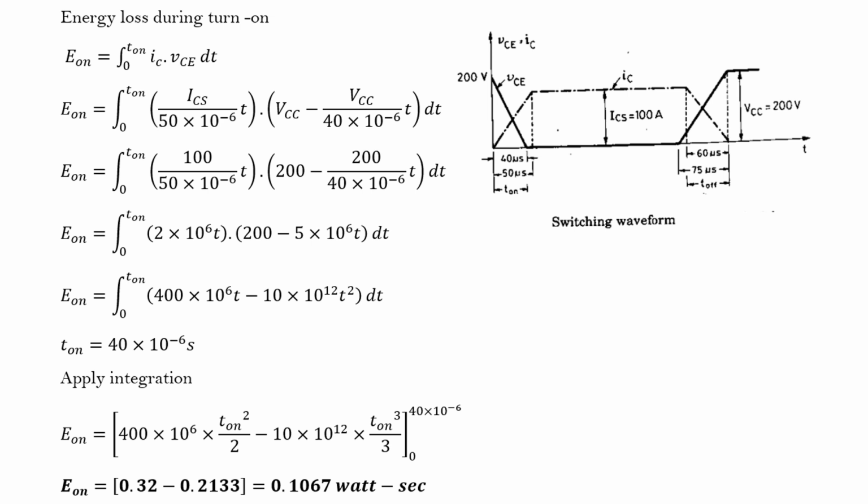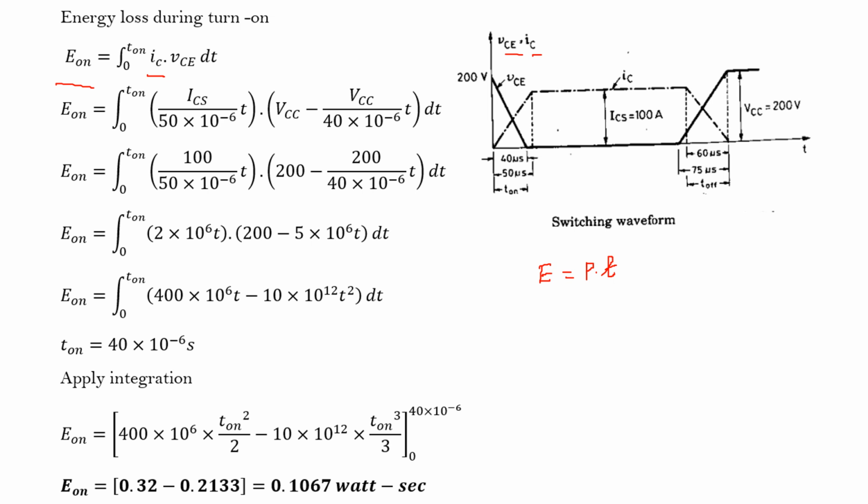First, we are going to find out the energy loss during turn on. So, what is the formula for energy? Energy is power into time. See here, E on is the integral from 0 to T on of IC into VCE into dt. So first, we are going to find out the equation of IC.